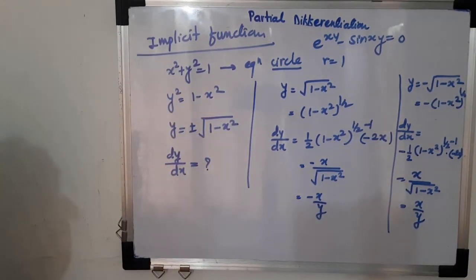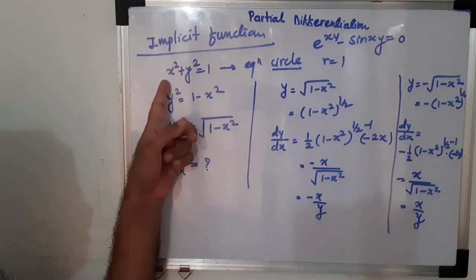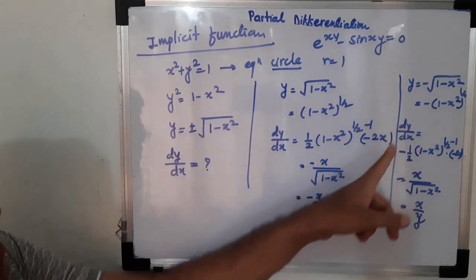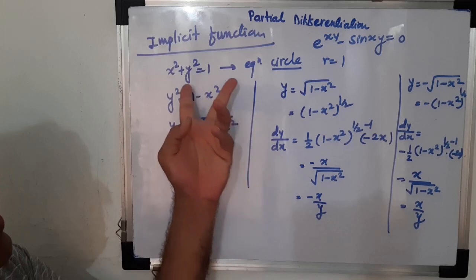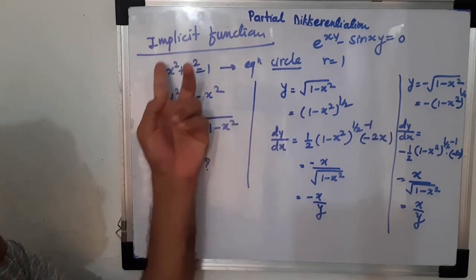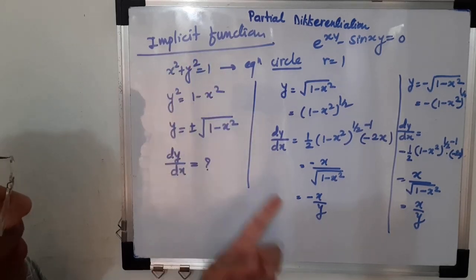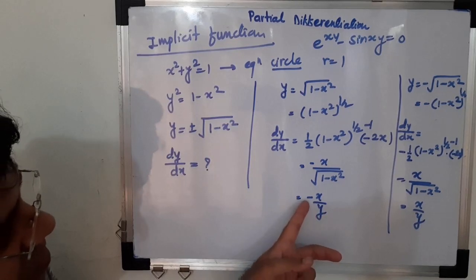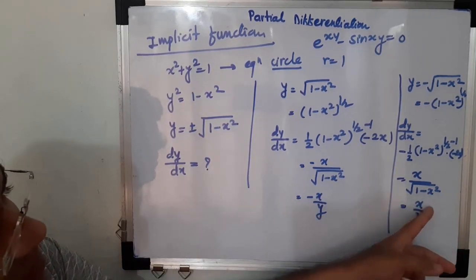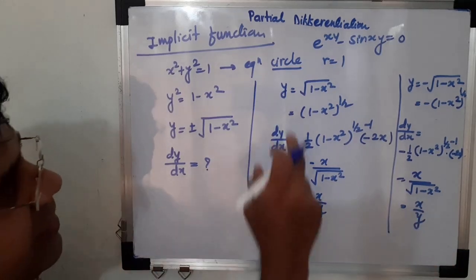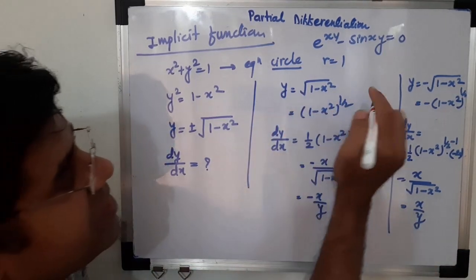Now see, the equation is the same and you will get two different slopes. Basically, suppose you want to find out the tangent to this particular equation. This is minus x divided by y. Here you will get x divided by y.